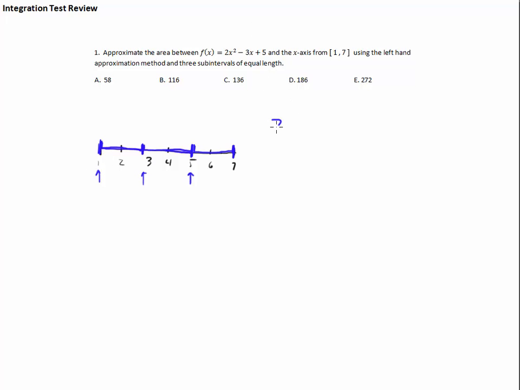So 2 times 1 squared minus 3 times 1 plus 5. What is that? 2 minus 3 is negative 1, plus 5 is positive 4. So this thing goes up to 4, and there's our first rectangle. Let's plug in 3. So 2 times 3 squared minus 3 times 3 plus 5. 3 squared is 9, times 2 is 18, minus 9 is 9, plus 5 is 14.